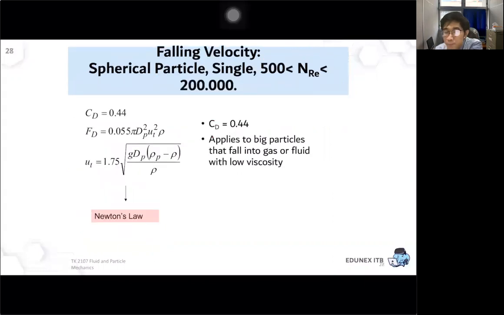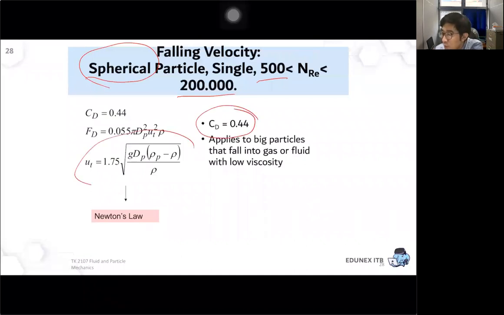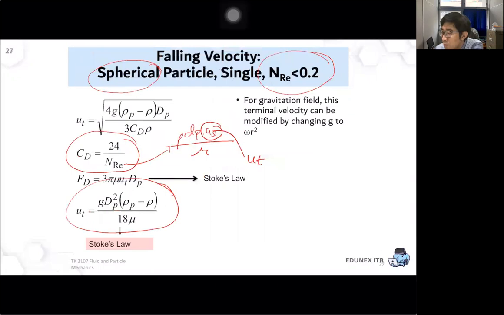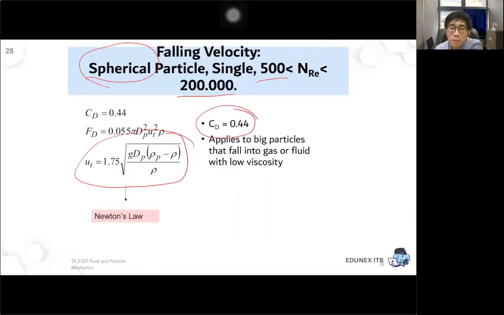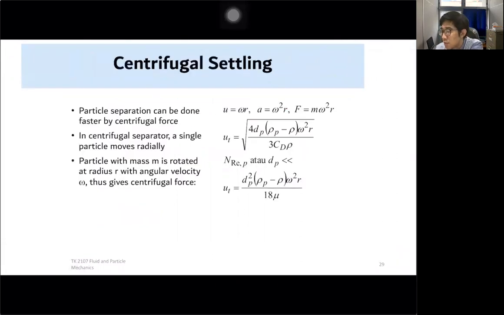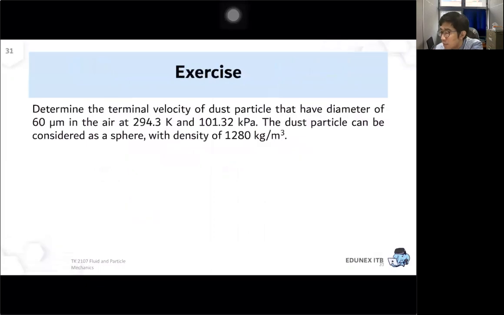Another simplified equation can be used if the Reynolds number falls between 500 and 200,000 for spherical particles. Why is this the special case? Because in this range between 500 and 200,000, the drag coefficient is 0.44. Then you can simplify the equation. You do not need to do the iteration. But if it's not below 0.2 or not between 500 and 200,000, then you need to do the iteration, as we can see from the exercise.